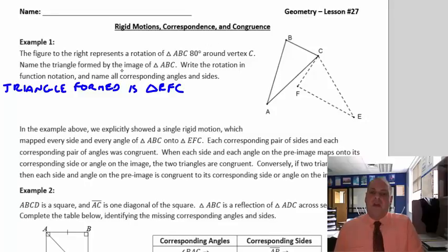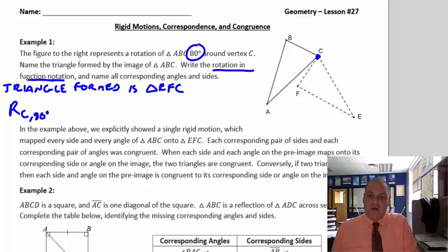But anyways, in this case, we only had one. We didn't have a composition. We just had one rotation. So we're going to call it R. And what comes after the R is the center, and the center was C. So it's R subscript C, and then comma the angle of rotation, which they said was 80. So R subscript C comma 80 degrees. That is the rotation in function notation.